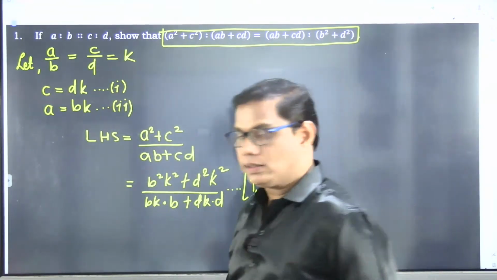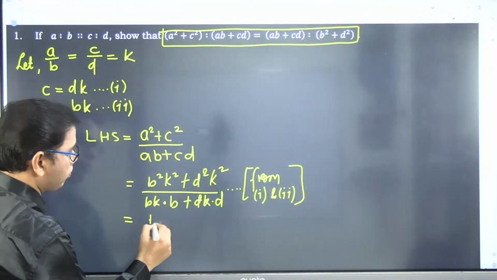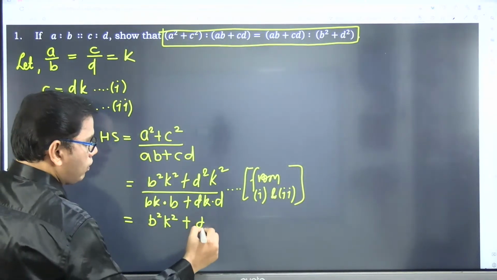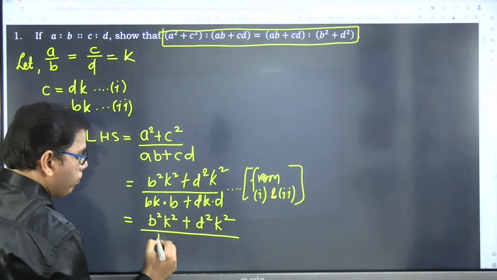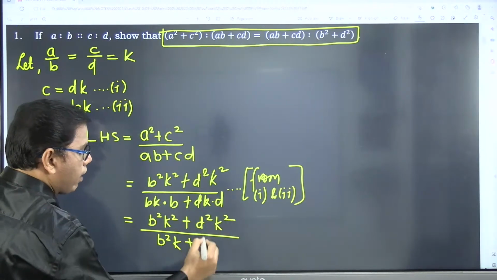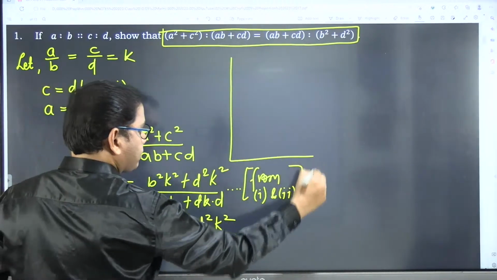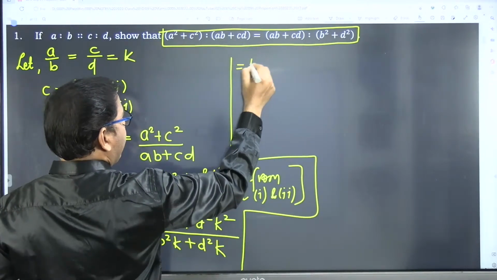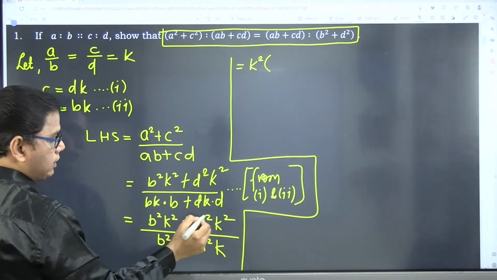Are you okay with this? Now come here. Numerator is B square K square plus D square K square. What about the denominator? B into B becomes B square K, plus D into D becomes D square K. Now what am I doing is I am taking out K square common. B square K square plus D square K square.